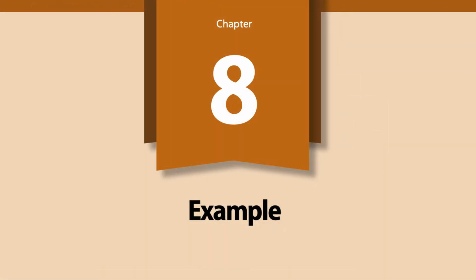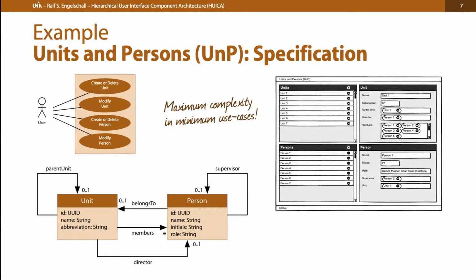Now let's jump directly into chapter 8, where an example application is shown. This application is named Units and Persons, UNP. It can be thought of as an application where an organizational chart is managed. It consists of just 2 entities, unit and person, a few relationships between those 2 entities, and the use cases of creating, deleting and modifying unit and person entities. In a classical specification, usually a mock-up like the one here on the right side will be drawn. The point of this application is that it provides maximum complexity in minimum use cases, and as such it is used as an illustrative example of the features of HUICA.